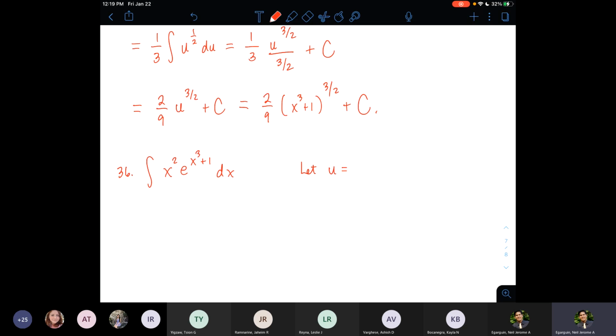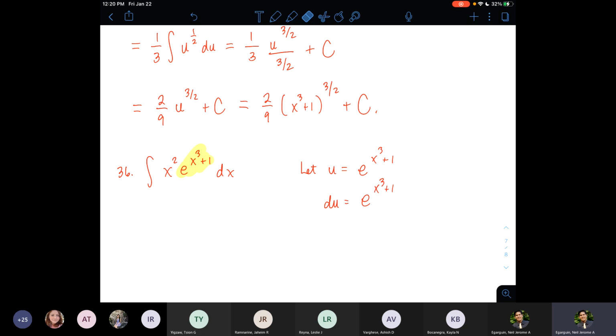Well, what would be the choice for you? I said most of the times it always comes with the more complicated part of the equation of the integrand. In this case, it's e to the x cubed plus 1. But if you let u be e to the x cubed plus 1, right? So du will be what? Du will be e to the x cubed plus 1 times... or actually it did work.